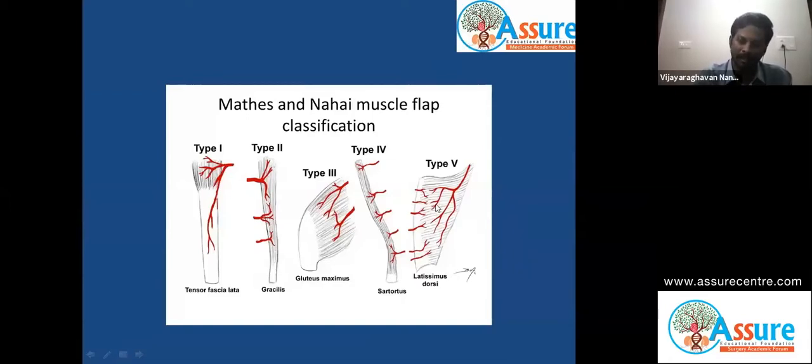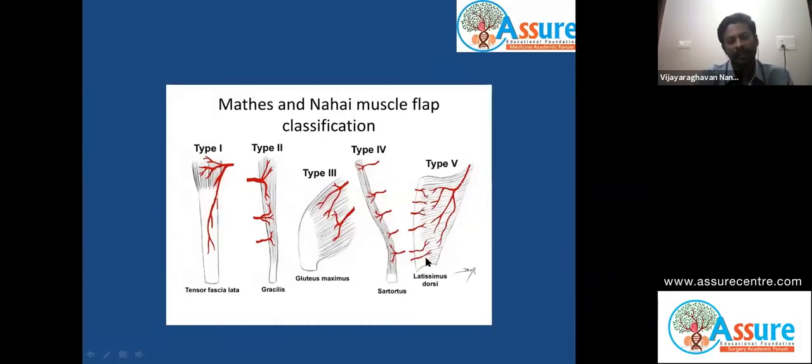Okay, but this flap, what's the difference? Sir, here also then what is the difference between these two? Here multiple are there, here two. No, number is not the difference. Here, this is the major pedicle and these are not minor pedicles. These are segmental pedicles.